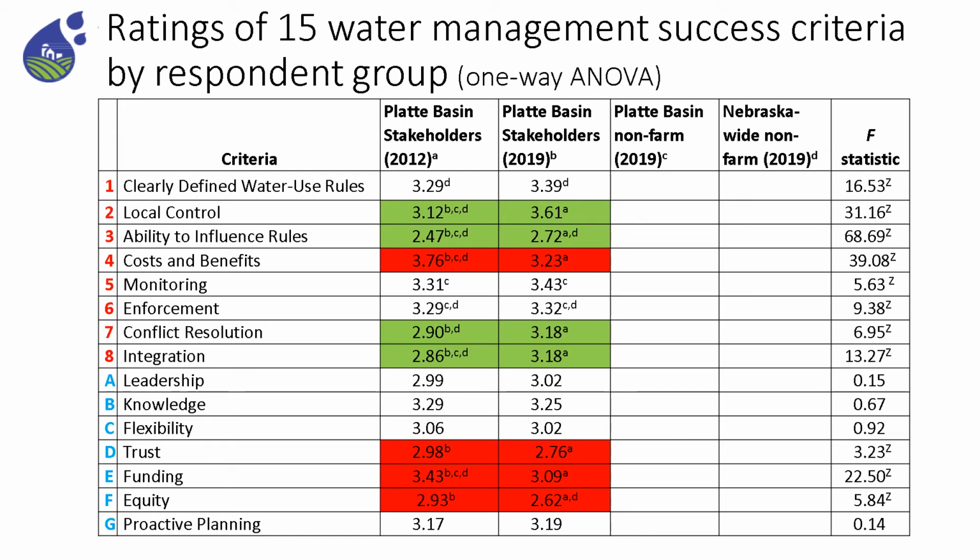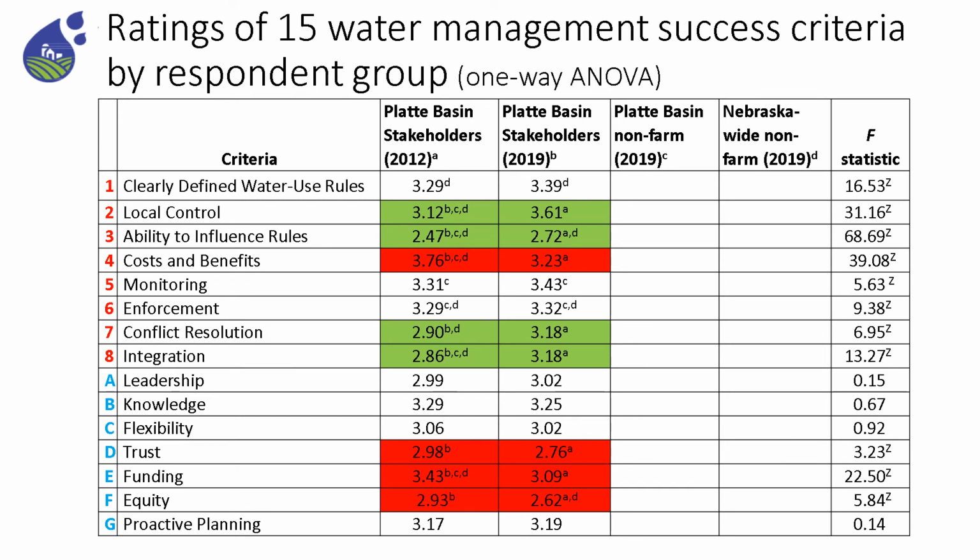But if you look at the green blocks here, we find that with local control, from the perception of producers, there's more agreement, meaning more participants believe that there is local control. They also believe that there's an ability to influence the rules, and a significant increase. There was a significant increase in the perception that there are adequate mechanisms for conflict resolution, and that the system, the governance, is integrated, or there are adequate nested institutions, that there's local and state involvement.